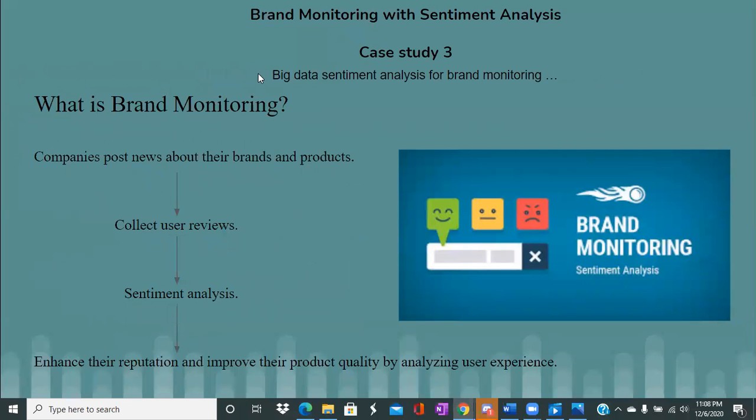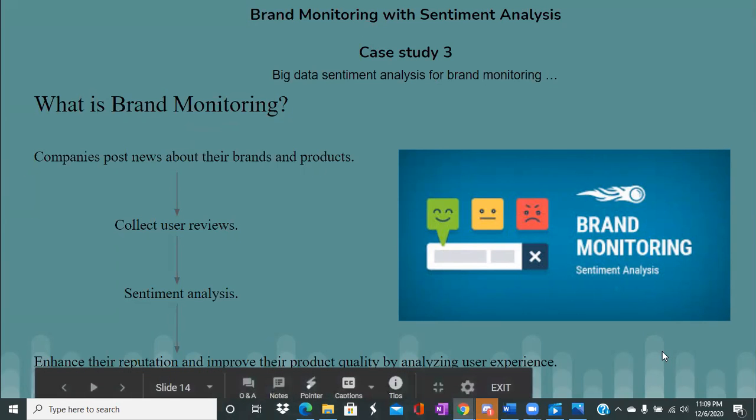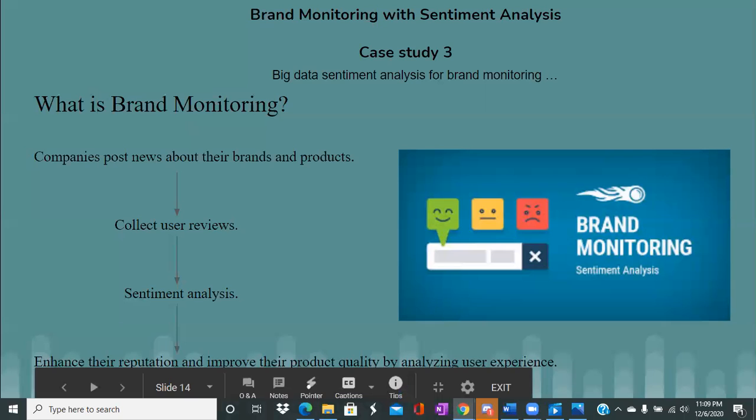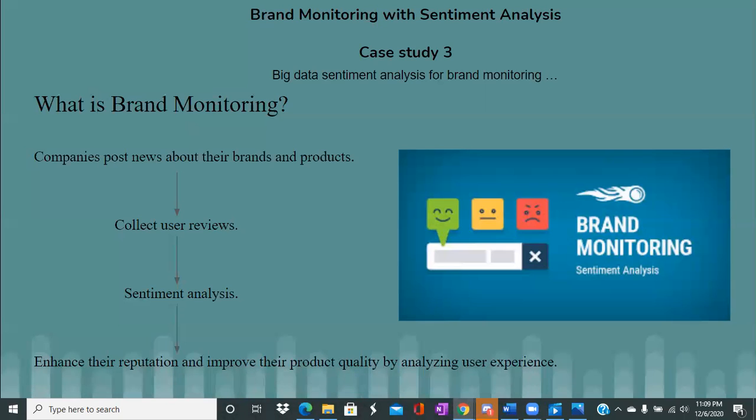All right, so after Michael analyzed the two main methods of sentiment analysis, let's think, where is sentiment analysis mainly implemented in our lives? Actually, sentiment analysis is often used in brand monitoring. So what is brand monitoring? We know that almost every company has its official account on social media and social networks. They typically post news about their brands and incoming products, then collect user reviews. Most of the data they collect is used for sentiment analysis. Companies can enhance their reputation and improve their product quality by analyzing user experience through social platforms.